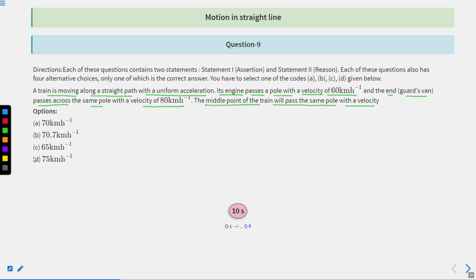Which one is correct? A, B, C, or D? Which option is correct? Solve the question. You have 10 seconds to solve this question. After that, we will provide the solution. Let's find a solution.